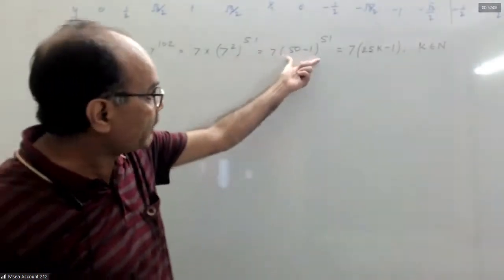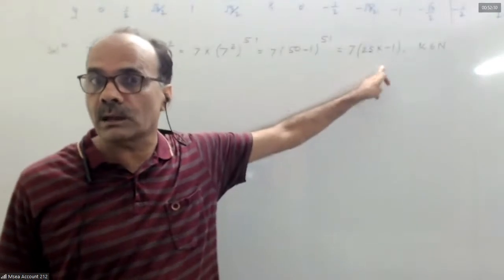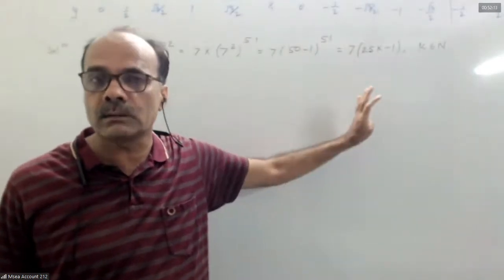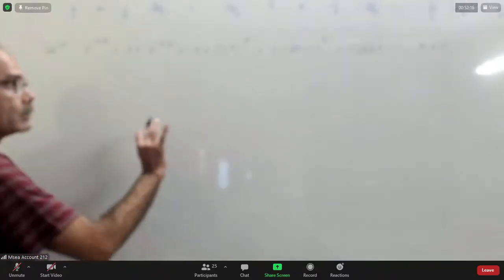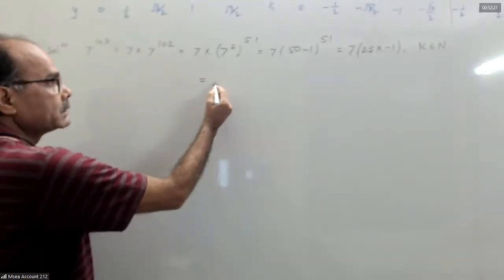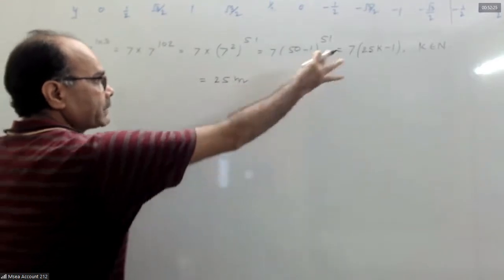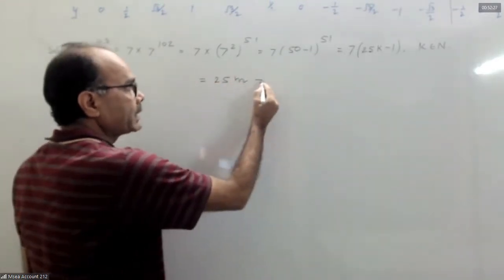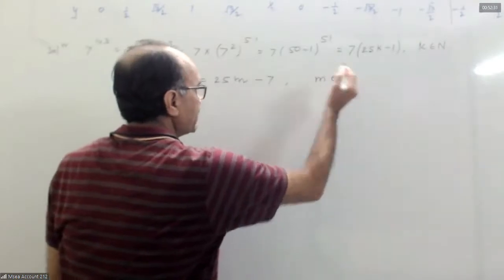Just expand it binomially and check. Except the last term, all other terms are divisible by 50. So again the remainder becomes 25m, 7k where I put m minus 7, for some m belongs to n.